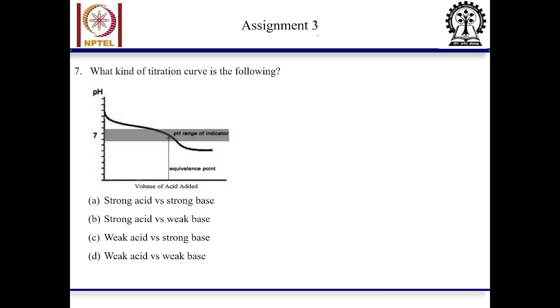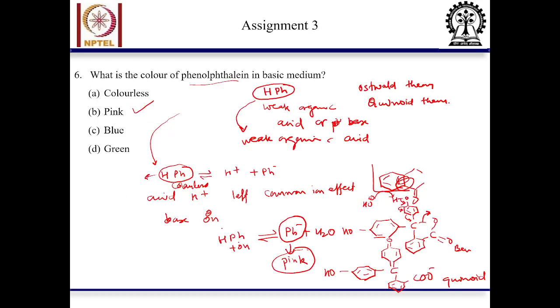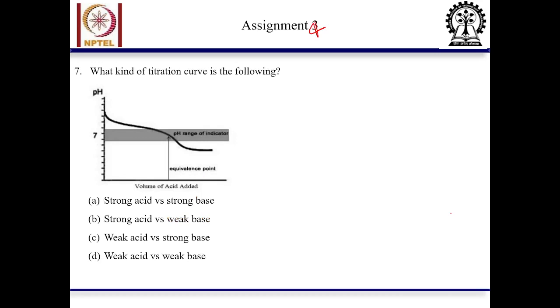Now question number 7. So this was question number 6. Now question number 7. What kind of titration curve is the following? Is it a strong acid versus strong base, a strong acid versus weak base, a weak acid versus strong base, or a weak acid versus weak base? So all four types of combinations are there. Anyone can tell the answer for this question number 7. Which option is correct? A, B, C, or D?